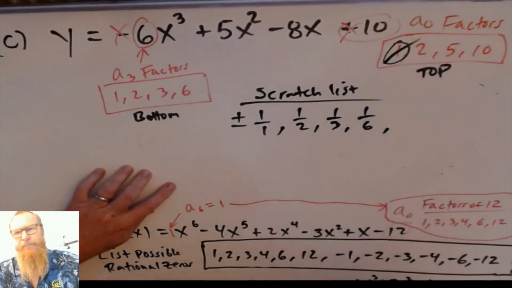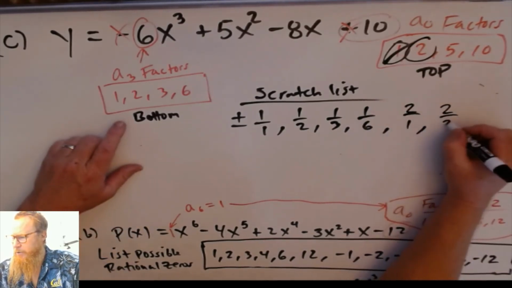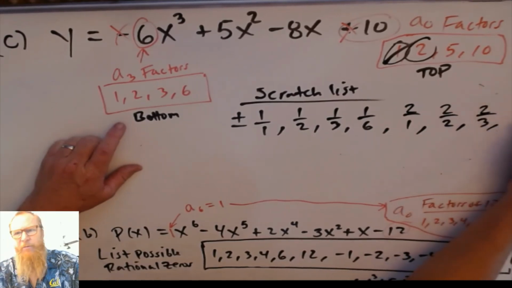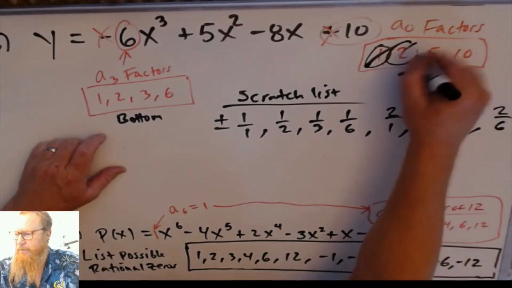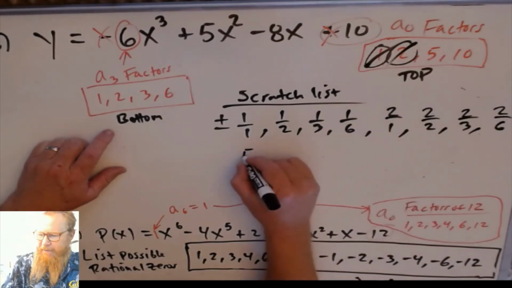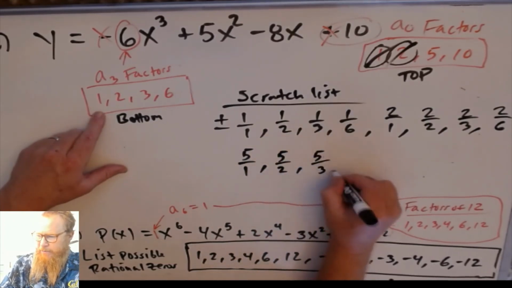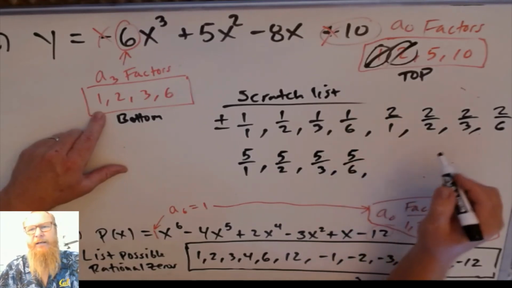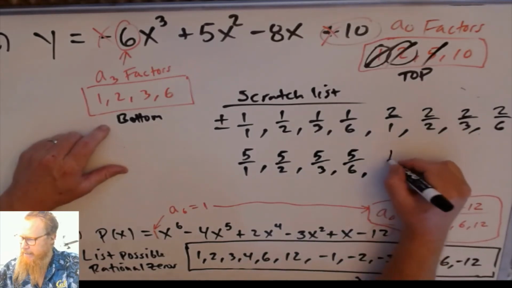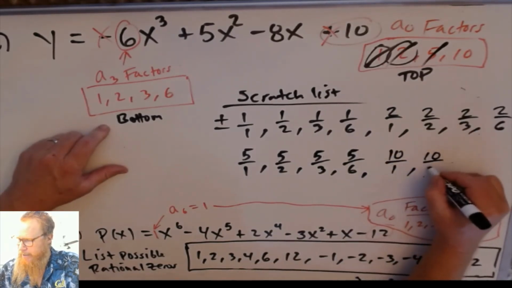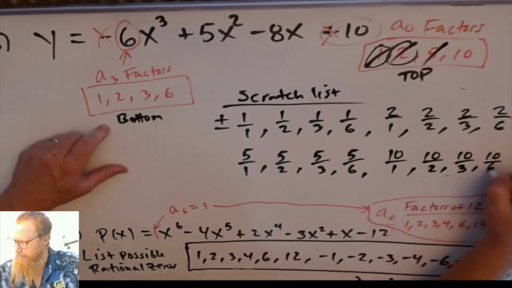Now 1 is done. All right, 2. 2 over 1, 2 over 2, 2 over 3, and 2 over 6. Now 2 is done. 5. 5 over 1, 5 over 2, 5 over 3, 5 over 6. Now 5 is done. 10, 10 over 1, 10 over 2, 10 over 3, and 10 over 6.